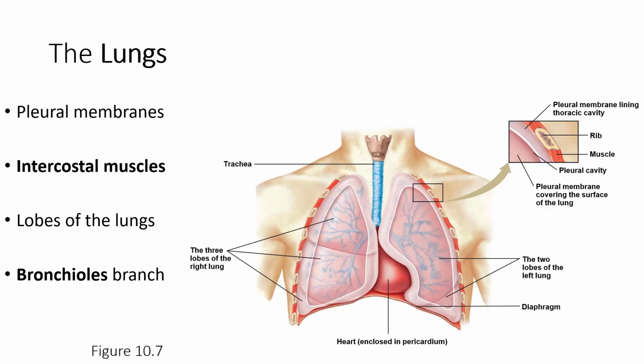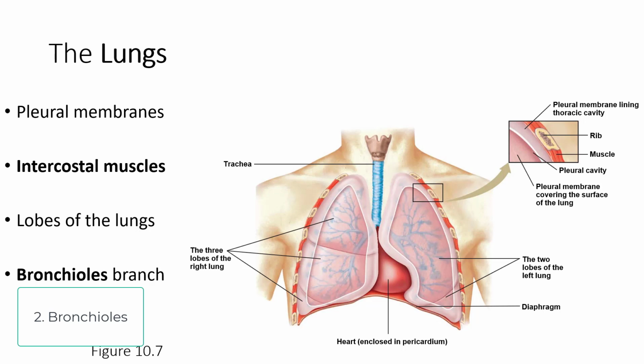Let's take a look at these lungs. So the pleural membranes here are protecting the lungs from the ribs, of course. So lungs, as they're inflating and deflating, don't rub against the ribs. We'll talk about the intercostal muscles in a moment. The lobes of the lungs, you can see there are 3 lobes of the right lung and 2 lobes of the left lung, each of which is filled with bronchioles, which are these branching parts of the trachea.